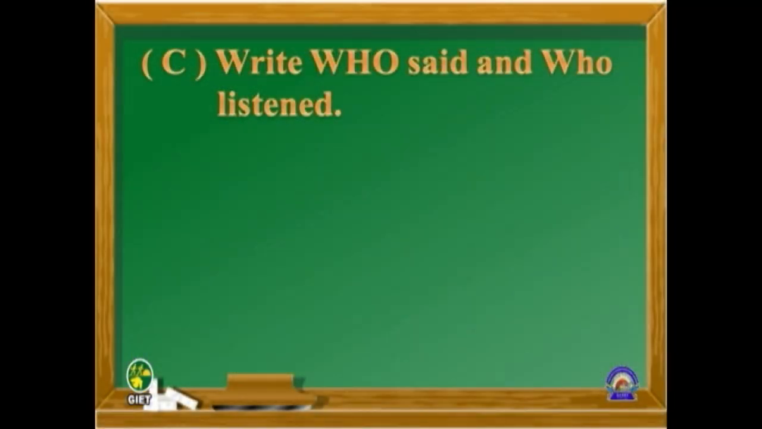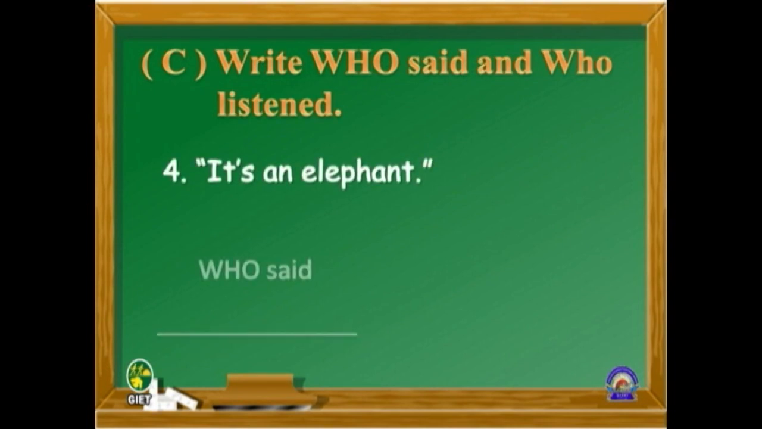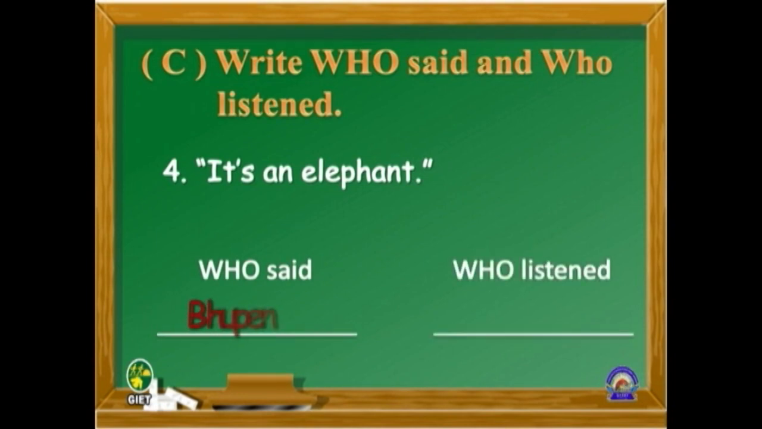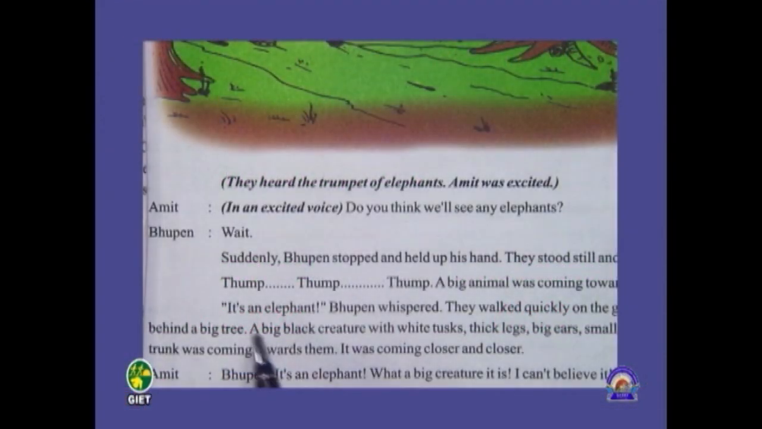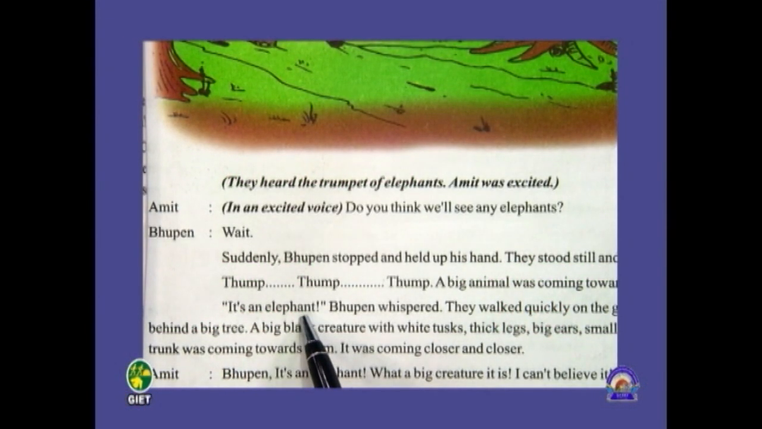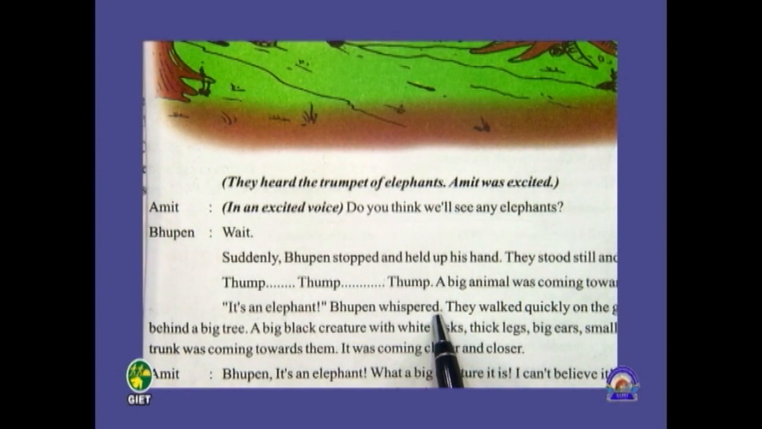Next sentence. It's an elephant. Who said this sentence? And who listened? Compare your answers. Yes, Bhupen said. And Amit listened. Let's check. See here. It's an elephant. Bhupen whispered. So this sentence is said by Bhupen.